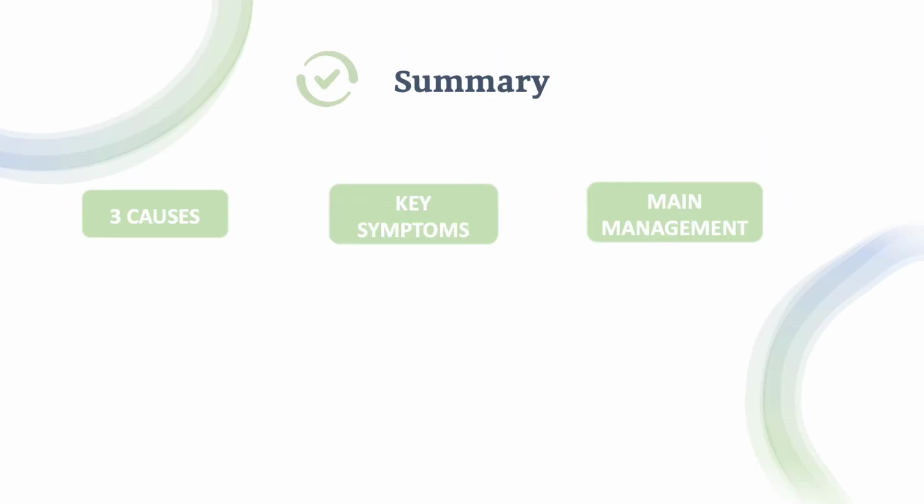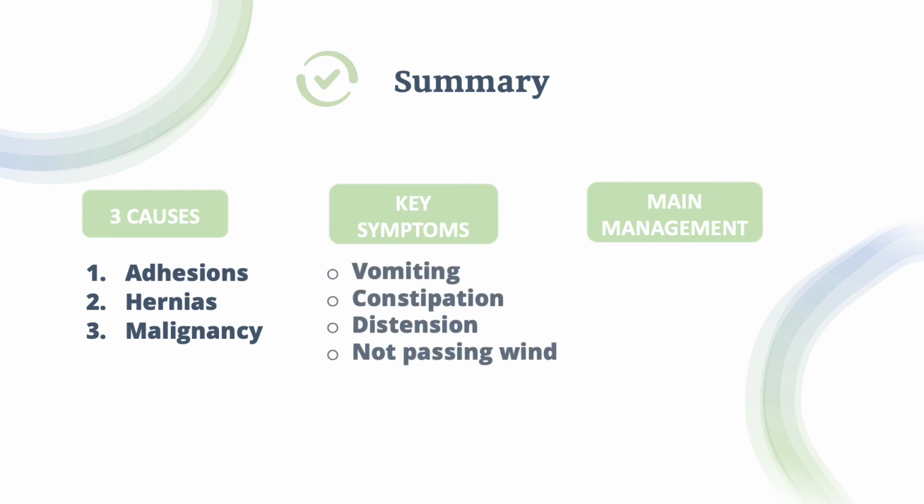Here's a quick summary of everything we've spoken about in this video. Remember, the three main causes of bowel obstruction are adhesions, hernias, and malignancy. The key symptoms are vomiting, constipation, abdominal distension, and not passing any wind. Main management includes taking an ABCDE approach, keeping the patient nil by mouth, inserting an NG tube, and giving the patient IV fluids.